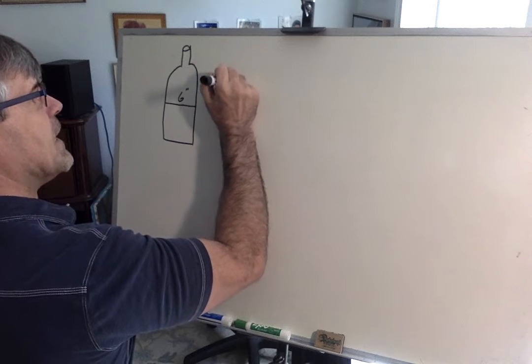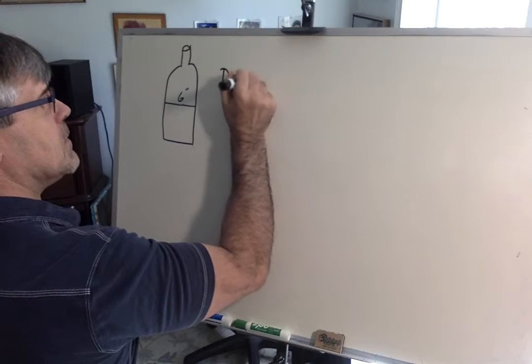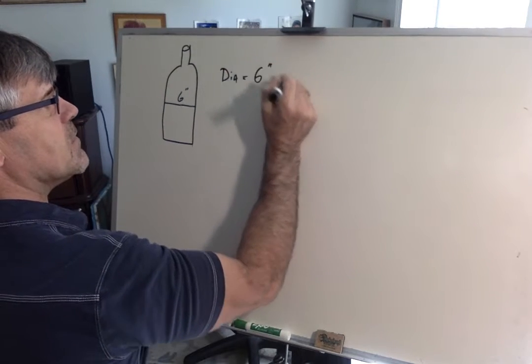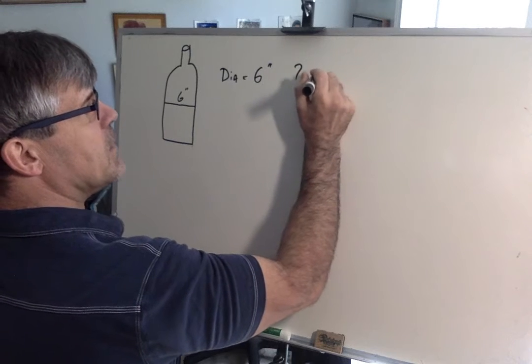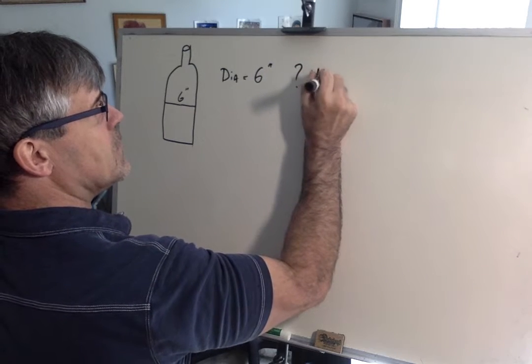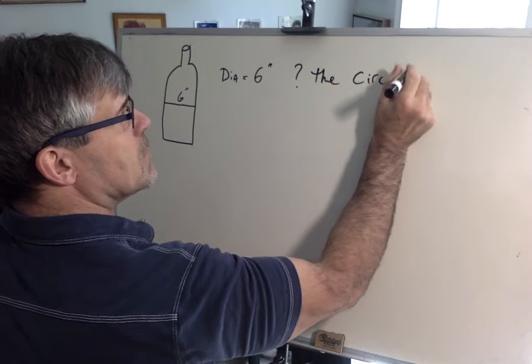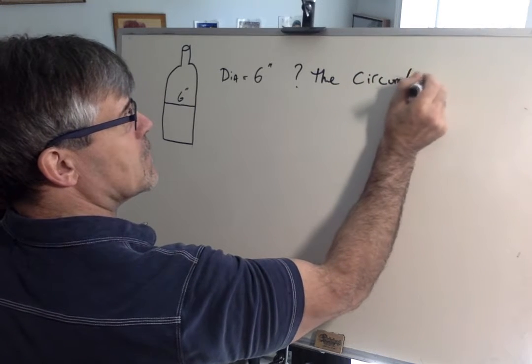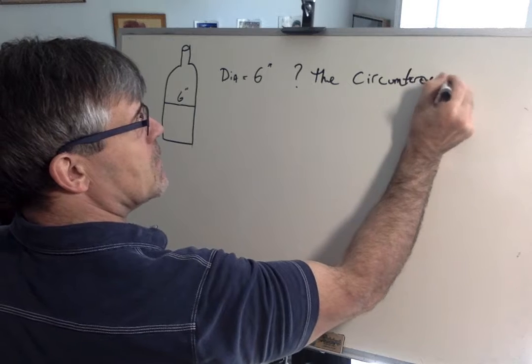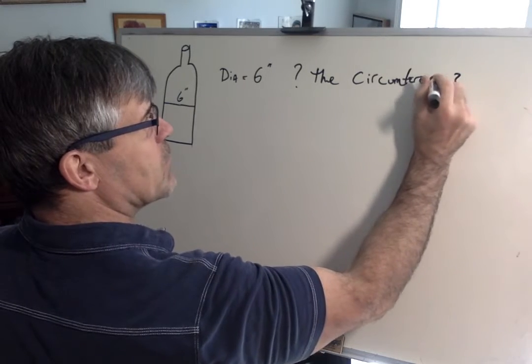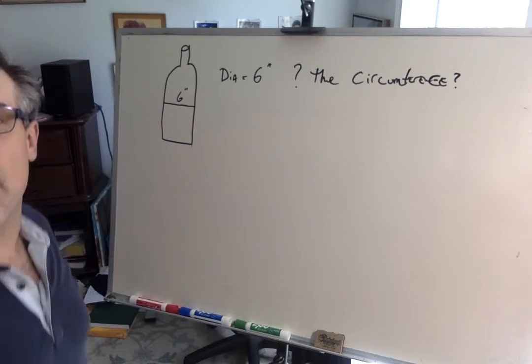So if the diameter equals 6 inches, what is the circumference? Okay, so that's what we're wondering. What's the circumference of this?